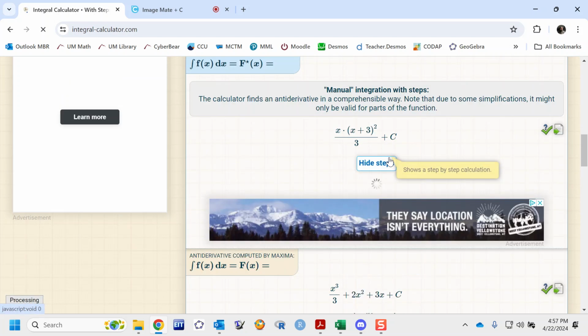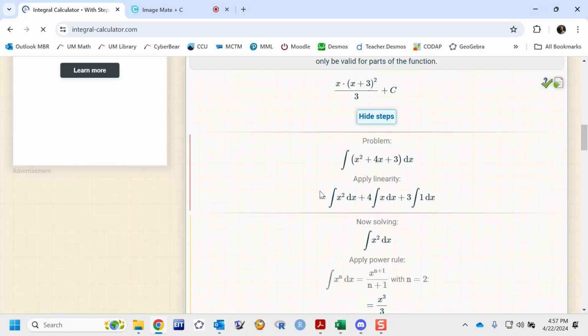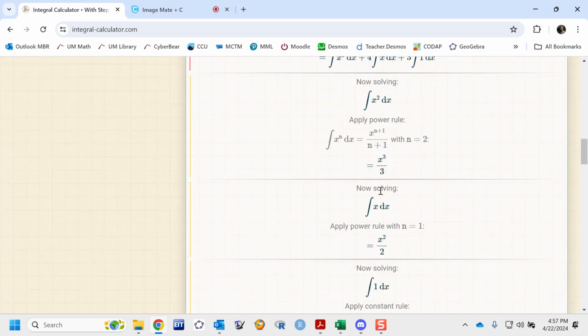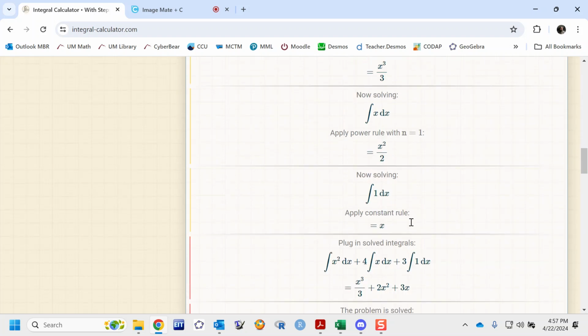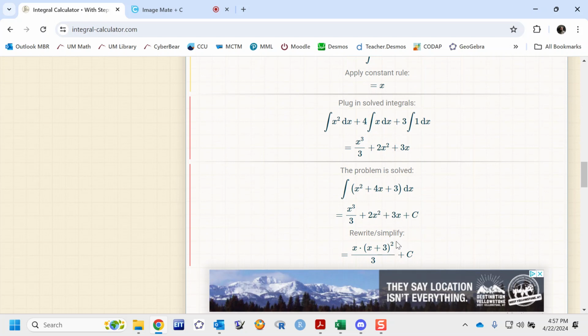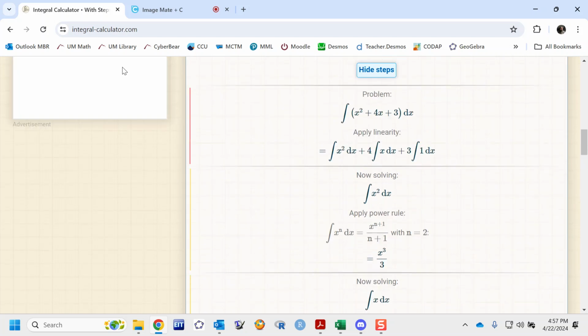You can also show the steps if you want. You can see that they do roughly what I do. They pull the 3 out, and then they take each piece in turn. If we take the antiderivative of x squared, we apply the power rule and get x to the third over 3. Antiderivative of x squared over 2. Antiderivative of 1 is just x. And plugging those solved integrals into the original expression, we get exactly what we think we should. So that's a nice place to check things.